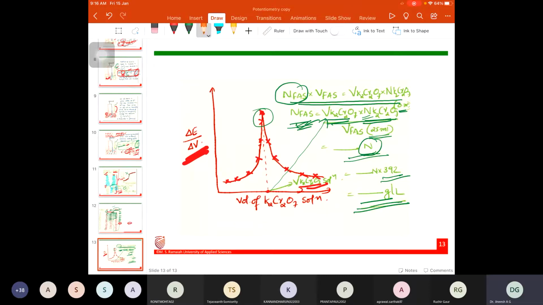Where is the tip of the peak? From there, you draw a perpendicular to the x-axis. That point on the x-axis gives you the volume of potassium dichromate solution required to completely oxidize the ferrous ammonium sulfate solution. Then with the help of N1V1 equal to N2V2, we can calculate the normality of the FAS solution. Once you get the normality, if you want to convert it into grams per liter, you have to multiply that value with the gram equivalent weight of ferrous ammonium sulfate, that is 392. Okay, clear? Any doubt?